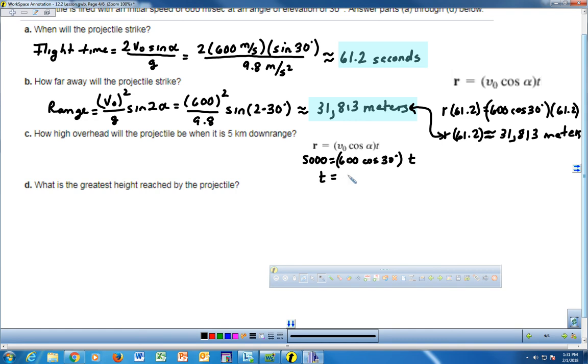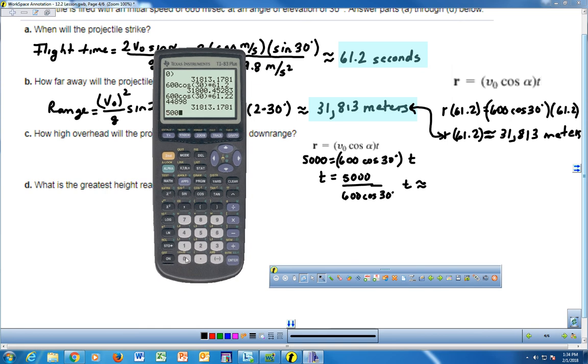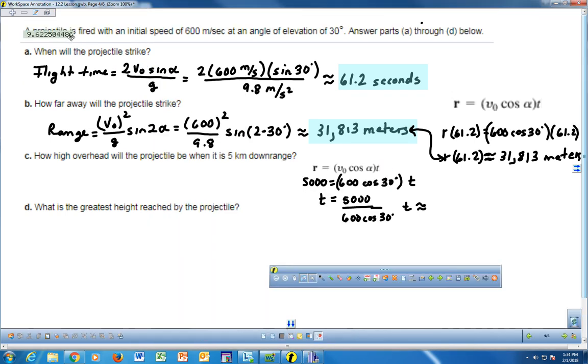It's just going to be t equals 5,000 divided by 600 times cosine of 30. That should give us the time that it is going to take for it to get to that horizontal distance of 5 kilometers downrange. So we have 5,000 divided by, I'm going to put it in parentheses, 600 times cosine of 30, close the parentheses, and it gives us about 9.622 and so forth. I'm just going to copy the whole number so we don't round yet until the end.